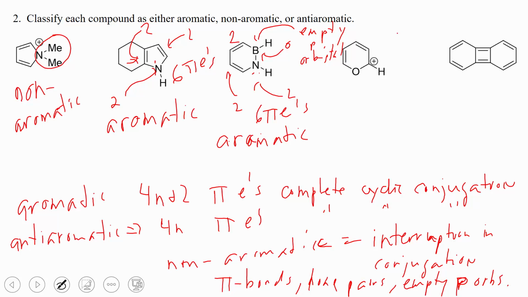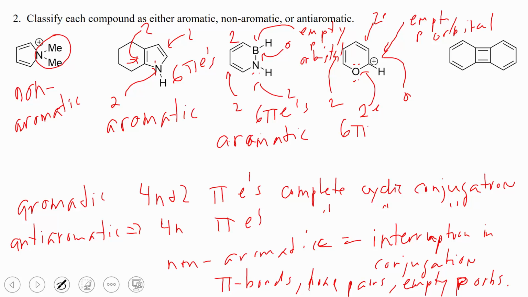Okay, here we have an empty p orbital for a carbocation. Here we have 2 lone pairs, but we can only conjugate one of them. Okay, so we have 2 electrons there, 2 electrons there, 0 there, 2 there, so we add them up, 2, 4, 6. This also has 6 pi electrons, and thus this is aromatic as well.